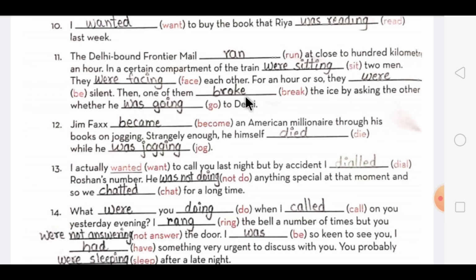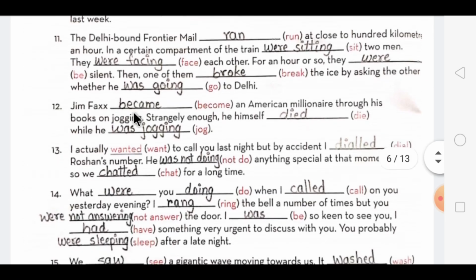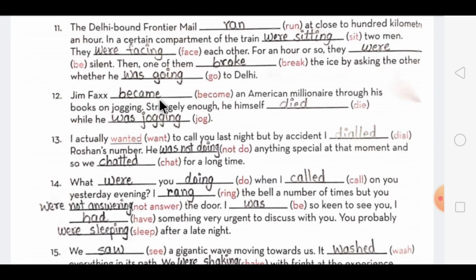Then one of them broke the ice, means this is a short action, by asking the other whether he was going to Delhi. This is a longer action which is happening over here, so we used past continuous tense. Then the 12th one, Jim Fixx became an American millionaire through his books on jogging. Strangely enough, he himself died while he was jogging, means here the short action was there, so we used V2 form, and here the longer action was going on, that is we used past continuous tense.